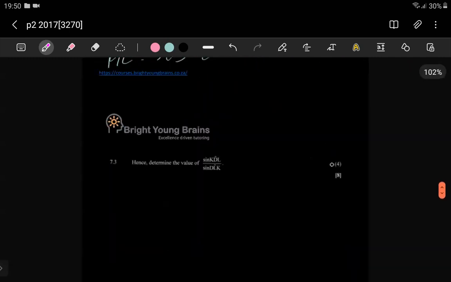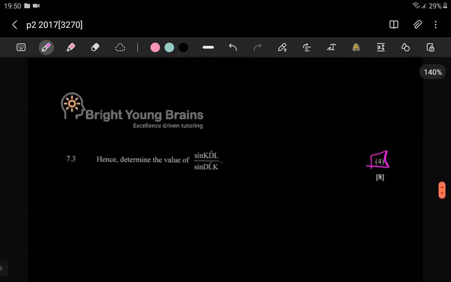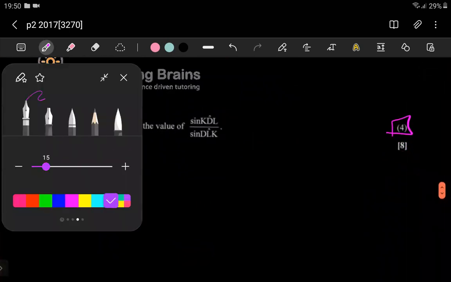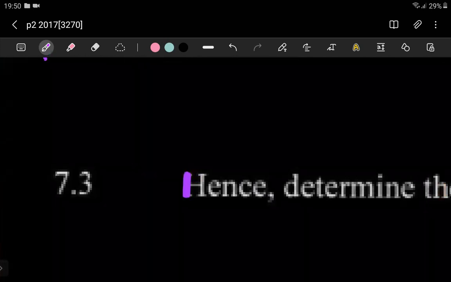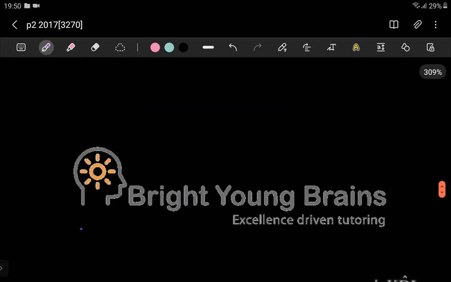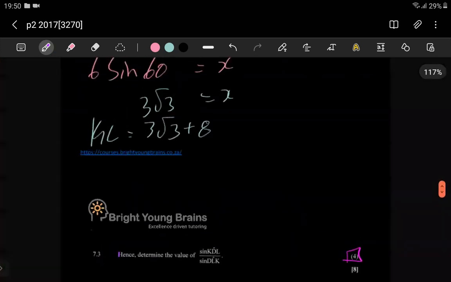For 4 marks, what did they ask for? They said hence, the big H word. I feel like I cannot say this enough. Anytime they say the word hence, they definitely mean that you should make use of what you have just solved, or what you have just figured out. Not just the previous question, but almost everything.